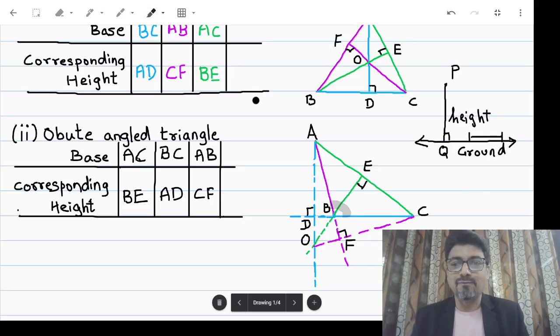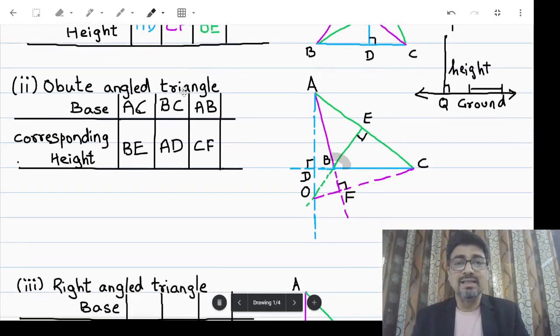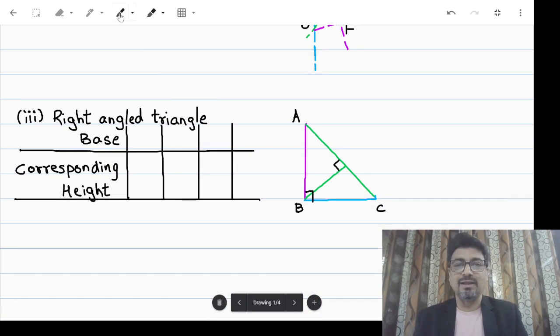Quickly repeating that for you. So the base is only BC, but the height is AD. Similarly, the base is only AB, but the height is CF. And now for the last triangle, that is a right angled triangle.